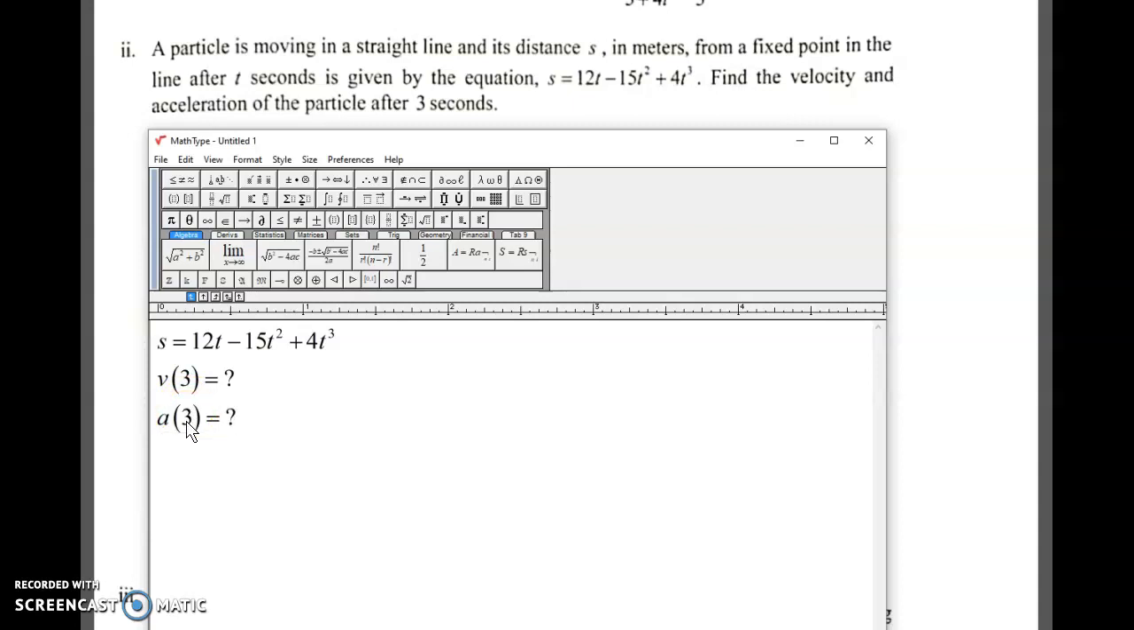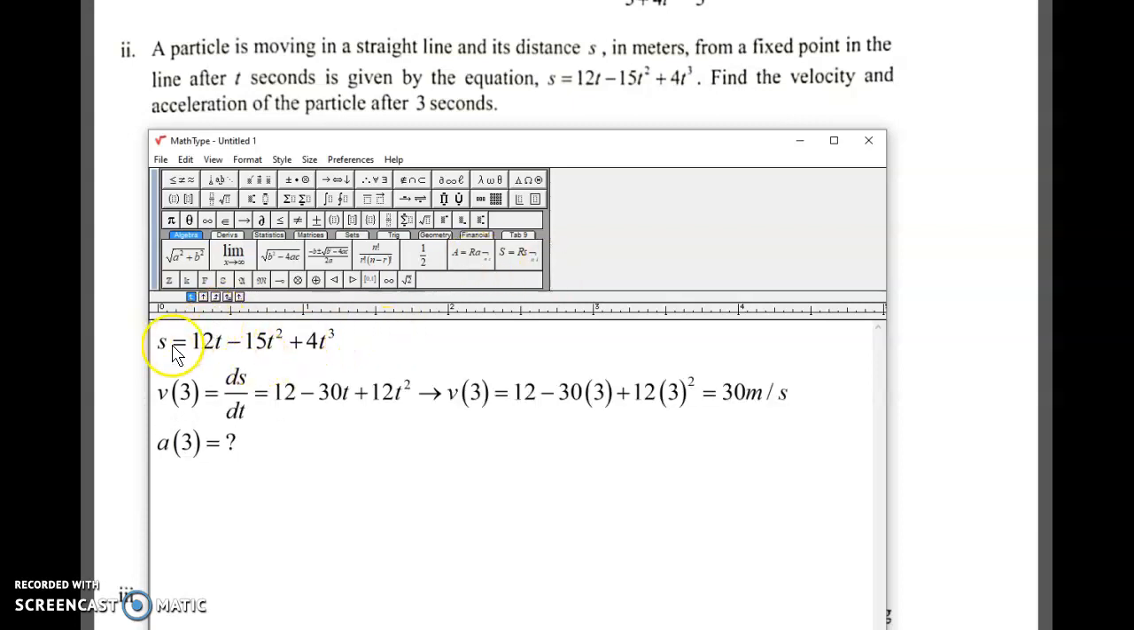Let's look at it one by one. So let's try to look at the velocity first. So to get the velocity function from the displacement, we'll need to differentiate it. So the differentiation of s in terms of t will give us 12 minus 30t plus 12t squared.